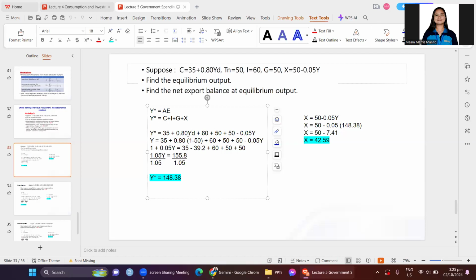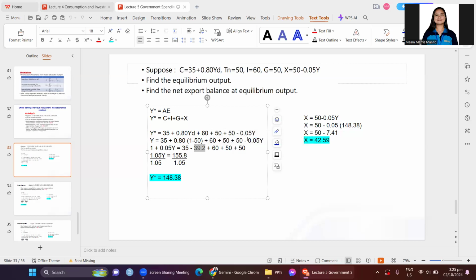Okay, so why did the YD change? Because the net taxes change. It is now 50 here. So Y minus TN, so that will be 1 minus 50. So that is 49. And then 0.80 times 49, that is 39.2. That's what we have here. And then we just add the like terms.